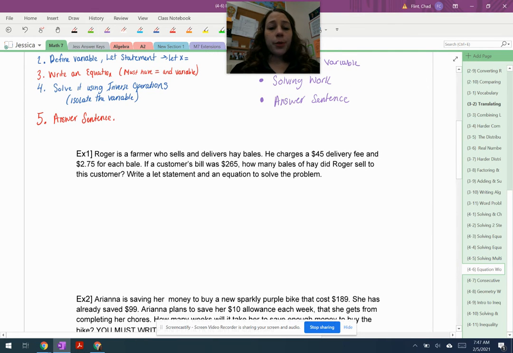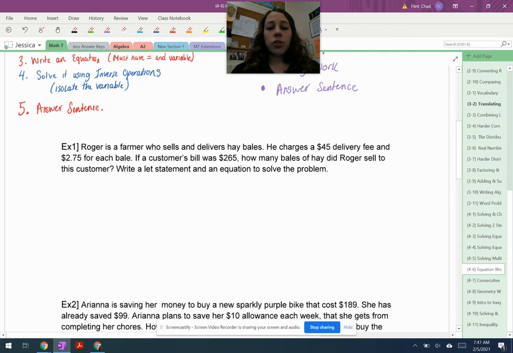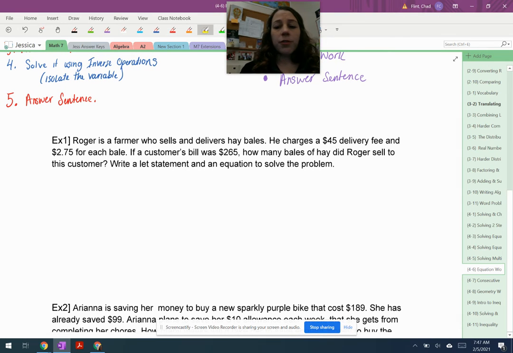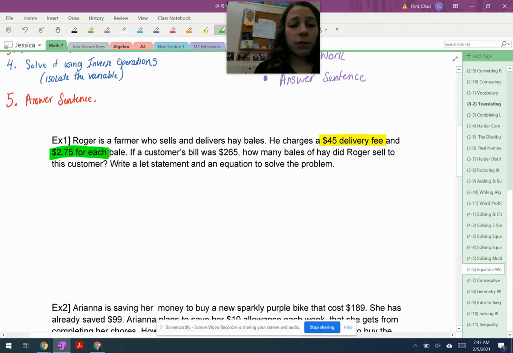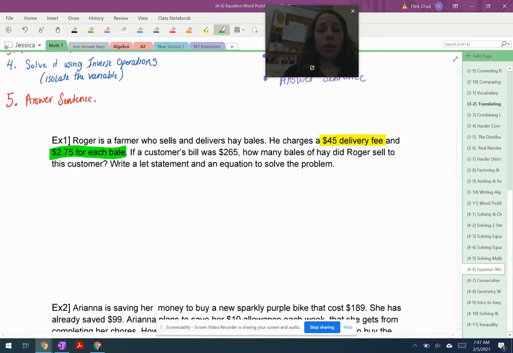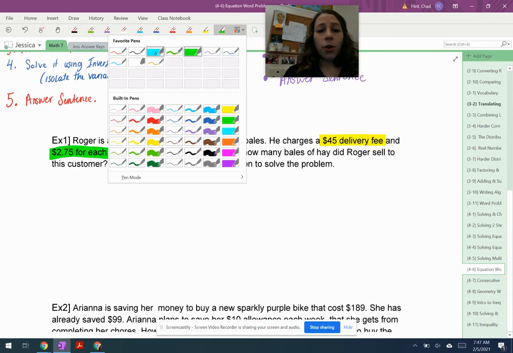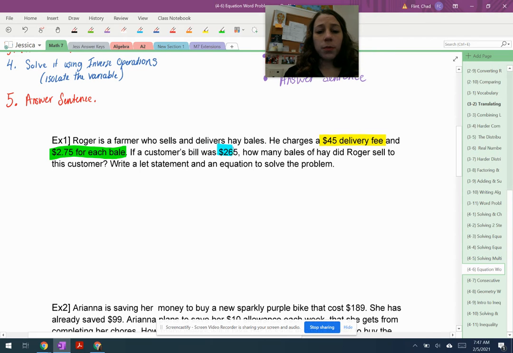So Roger is a farmer who sells and delivers hay bales. He charges a $45 delivery fee, and he charges $2.75 for each bale. If the customer's bill or their total was $265, how many hay bales did Roger sell to this customer? Write a let statement and equation to solve the problem.